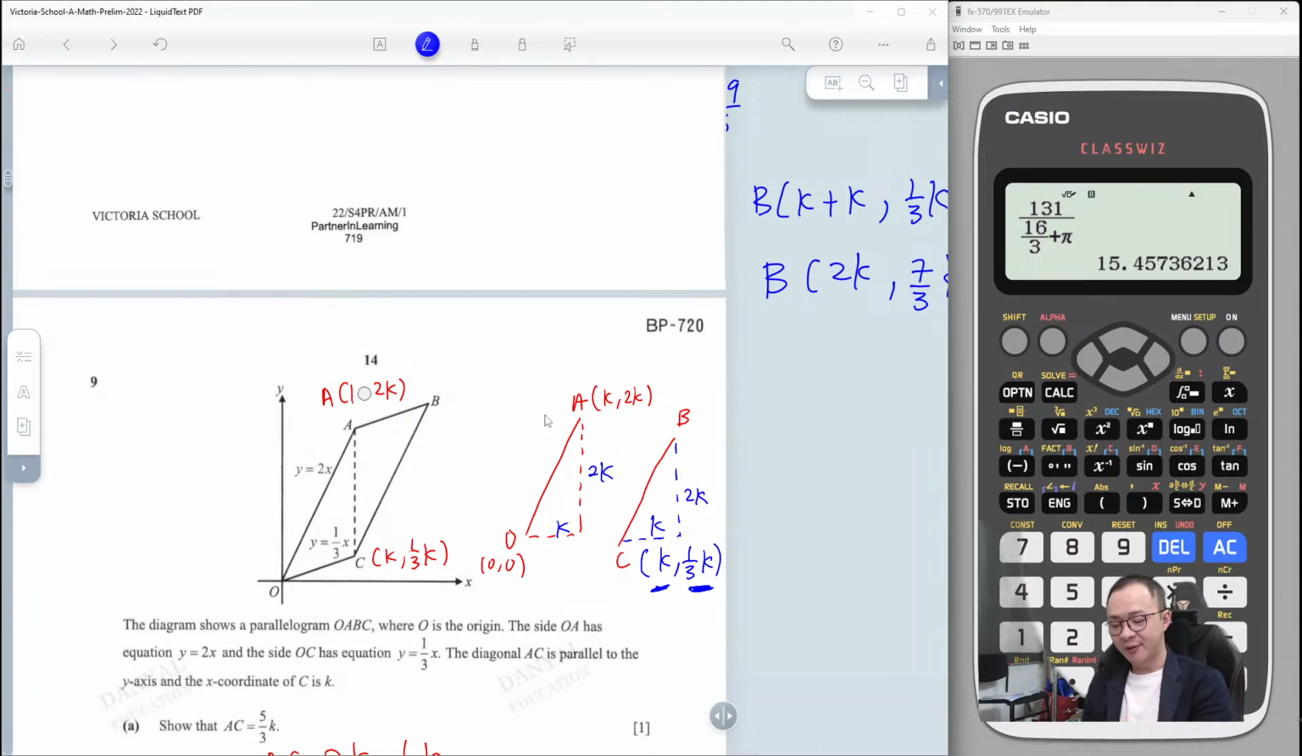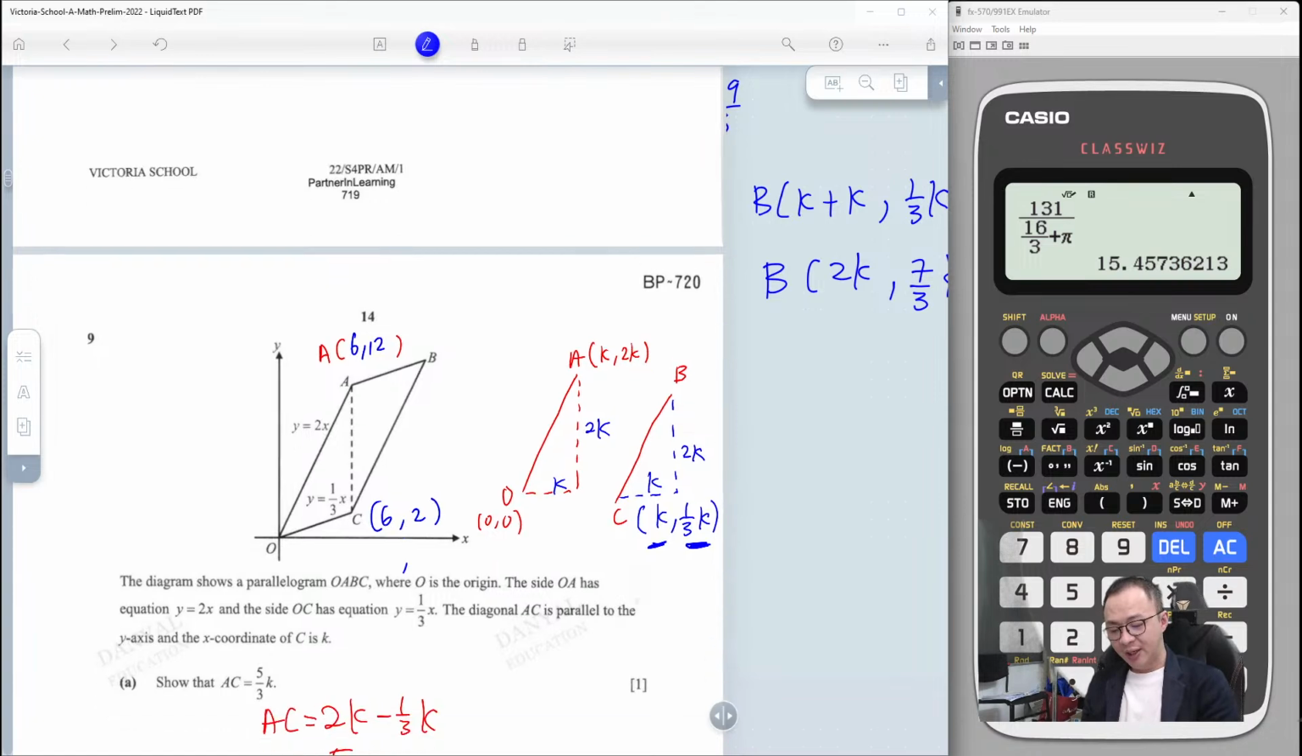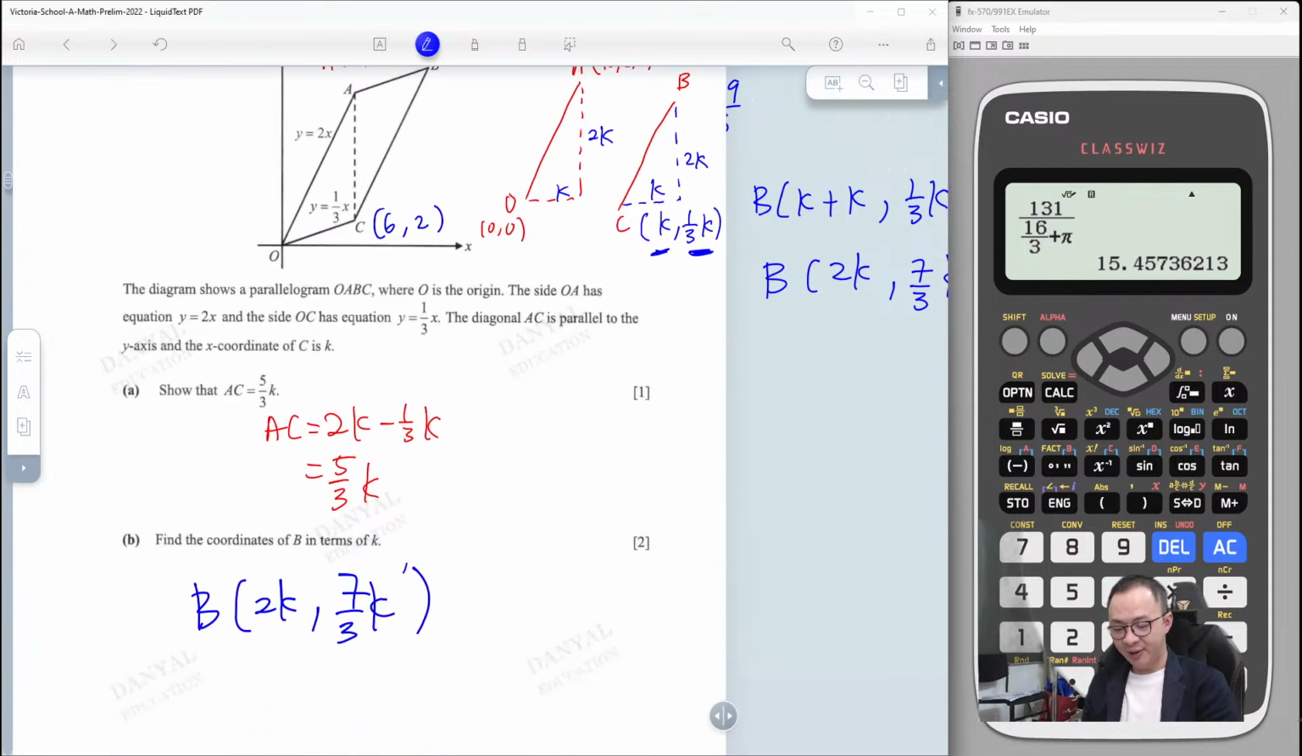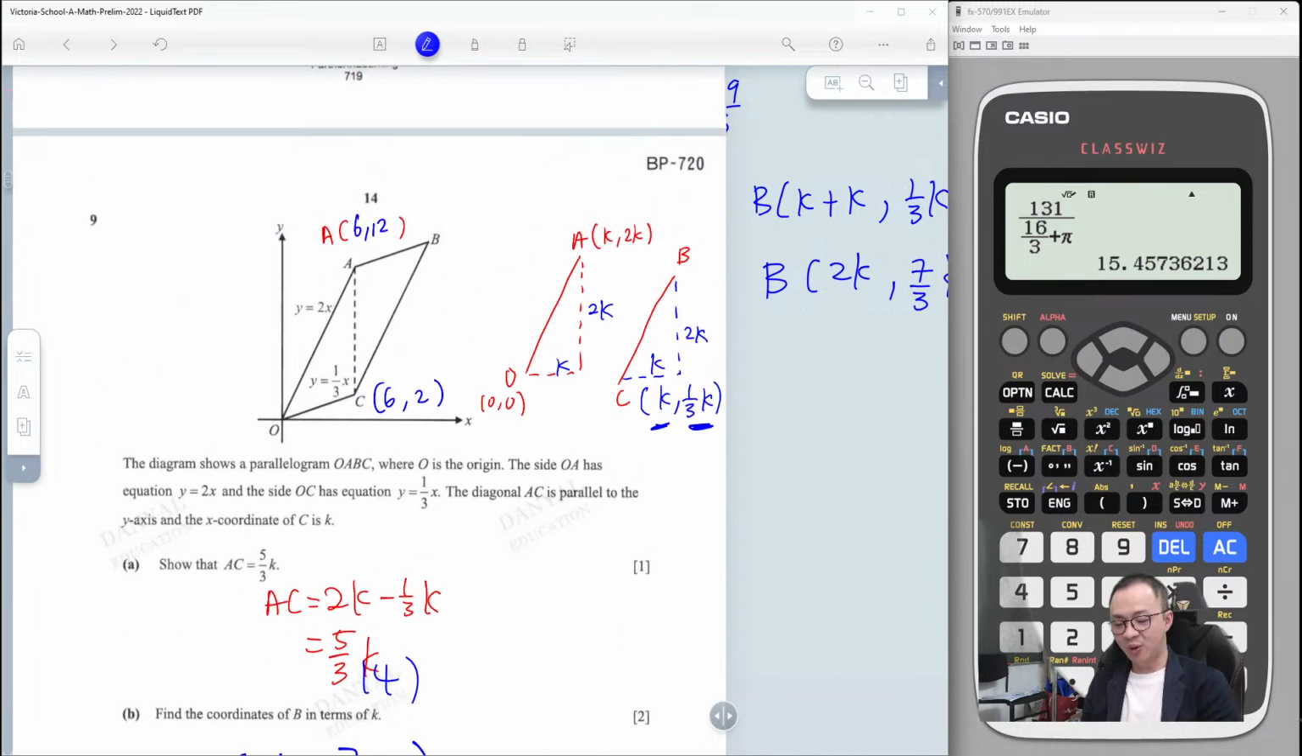K is 6, right? So this one should be 6 and 12. Then here is 6, and 1 over 3k will be 2, right? It is (6, 2). And just now we literally got B, right? So if I substitute in the 6, this one should be 12 and 14, right? So B is (12, 14).